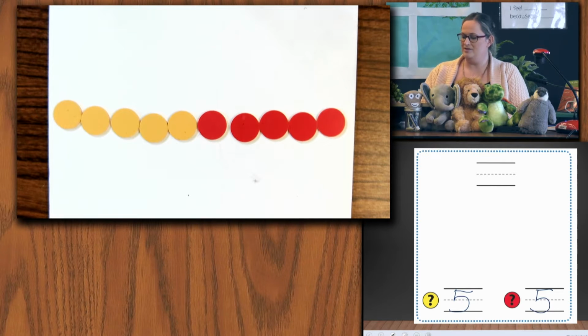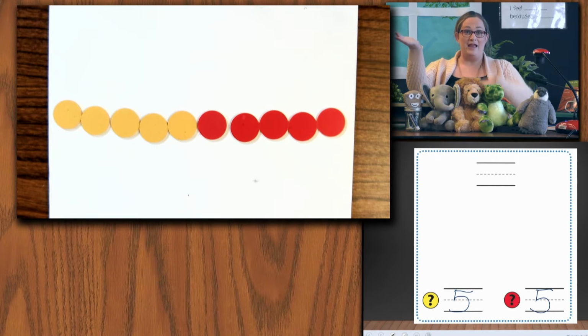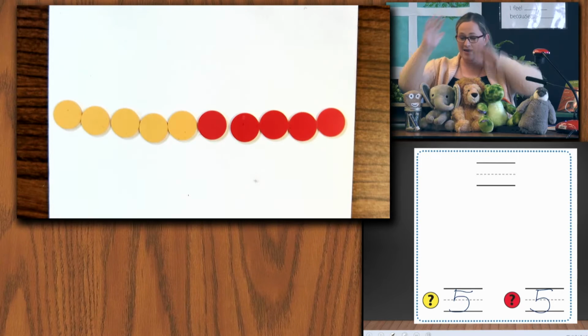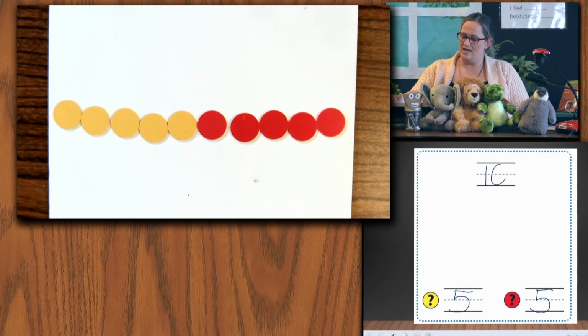It's a double. Here we go. 5 and 5 make 10. One of our friends of 10. 5 and 5 make 10. Write the equation on your board. Go ahead, write it.